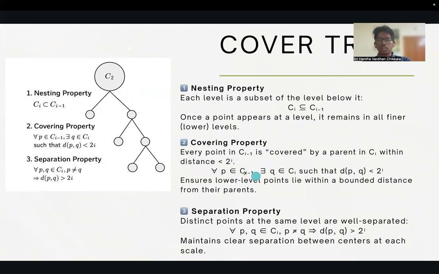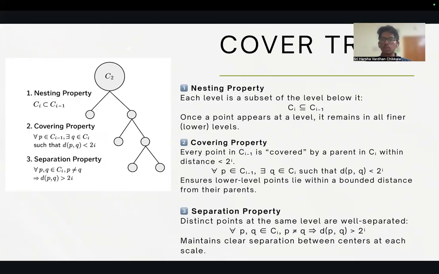Every point is covered by a parent at level i within a distance of less than 2 power i. What I mean is, a parent and child must have a distance less than 2 power i in the coordinate plane. This is what the covering property states. It ensures that lower level points lie within a bounded distance from their parents, so it will be useful for searching the nearest neighbor.